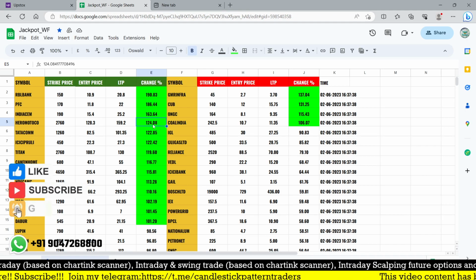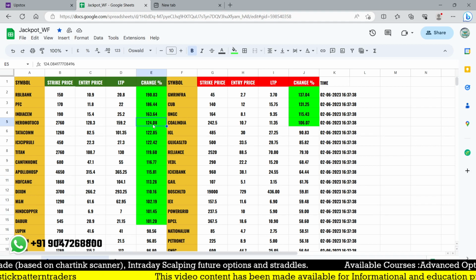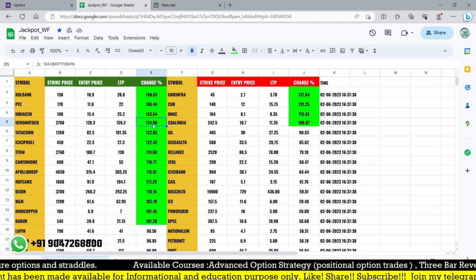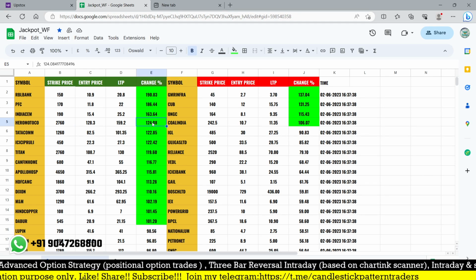We already have the strategy. Based on that, it is a tool which finds the entry opportunity for my advanced option strategy students, and it is based on my advanced option strategy. So entry, we got it. And what is the result?